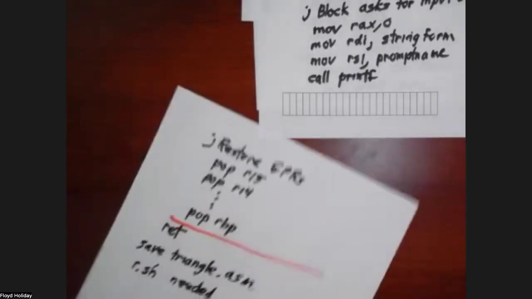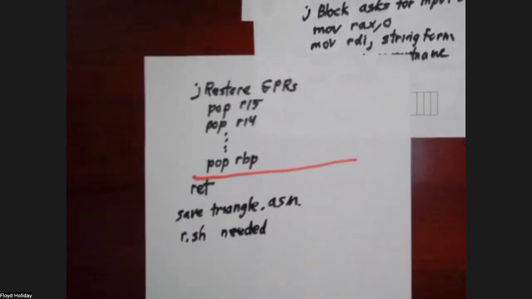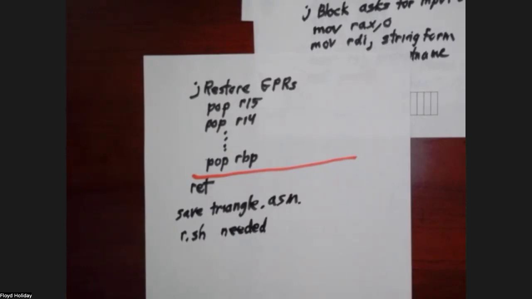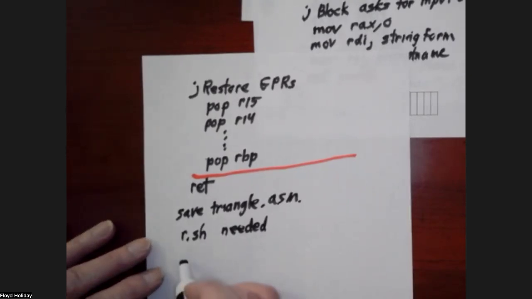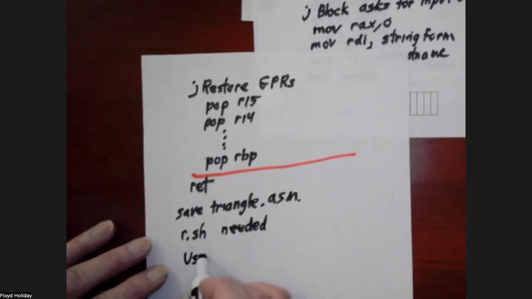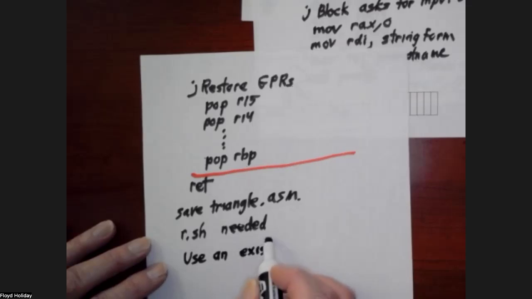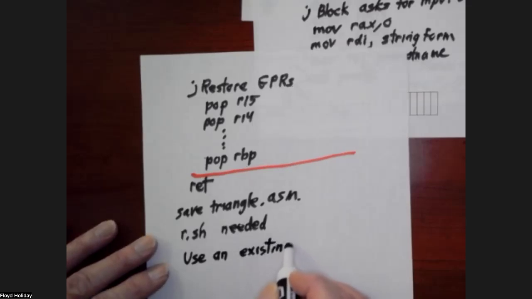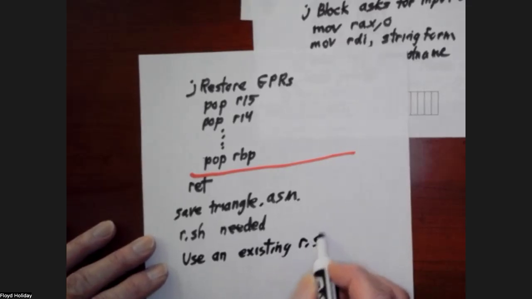I think you should download one that already exists, open it up, and change the internal file names in a few places, and you're good to go. Use an existing r.sh.